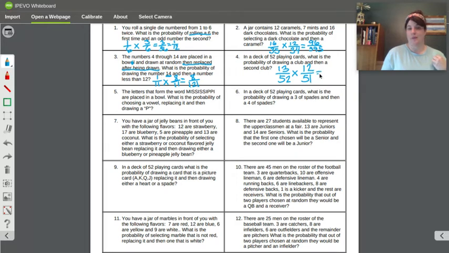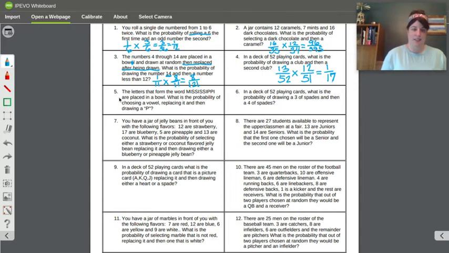So this is how we would set up this problem. We have 13 clubs to begin with, and then the next time we only have 12. We have 52 cards in total to begin with, and the next time only 51. And our answer reduced is going to be 1 out of 17 for this one.